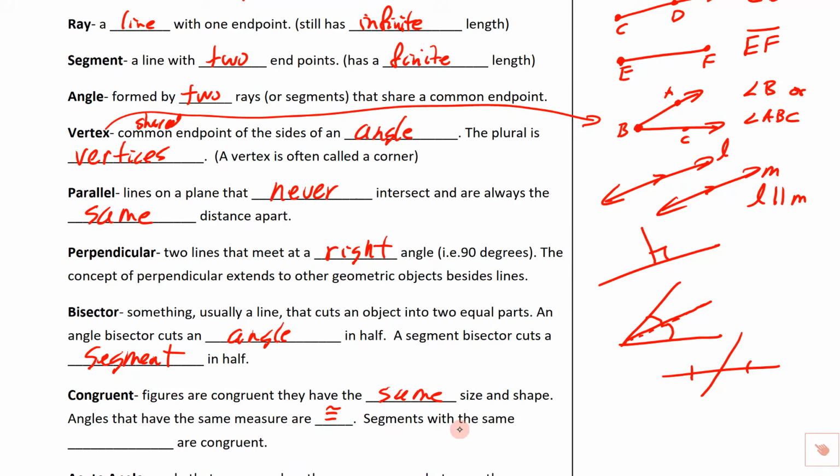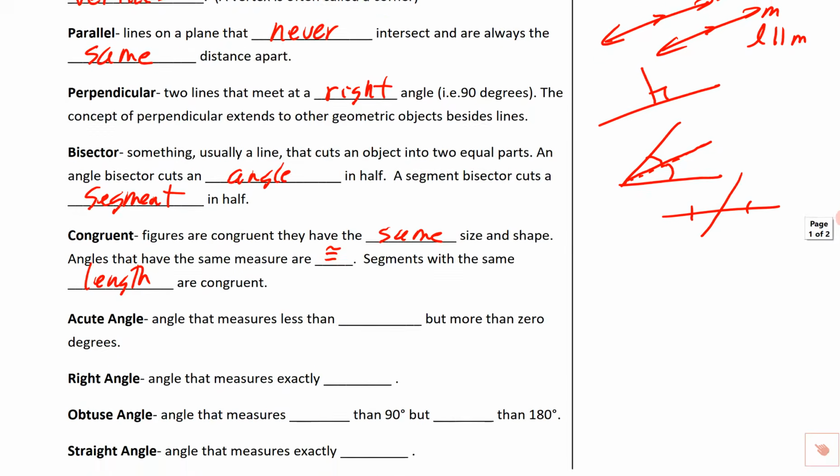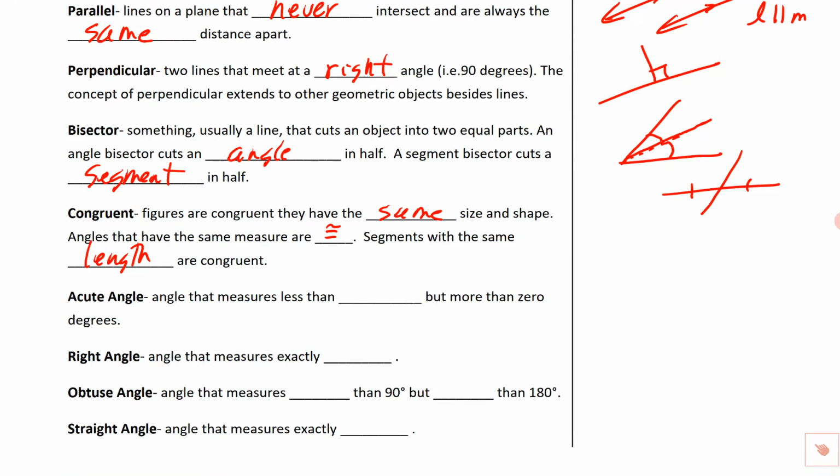And segments with the same length are congruent. So as long as they're the same size, if we're measuring an angle, we'd measure how many degrees it is and that sort of thing. And if we're measuring a segment, we'd be measuring the length. Okay, so let's come down here and talk about the last part on this side of the page.